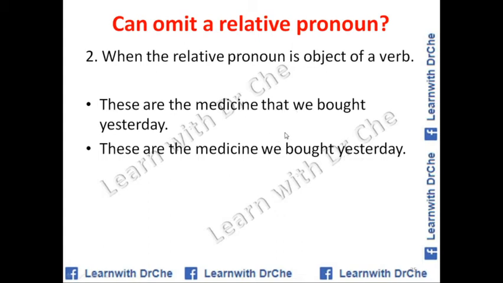So here we don't need to use the ing form or gerund form of the verb, because there is a complete clause after that, and this is used as an object of the verb. That we bought yesterday. Which medicine? That we bought yesterday, this is used as an object. So we remove that, and the rest of the sentence is: these are the medicine we bought yesterday.